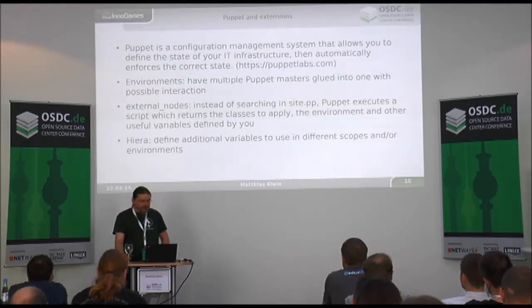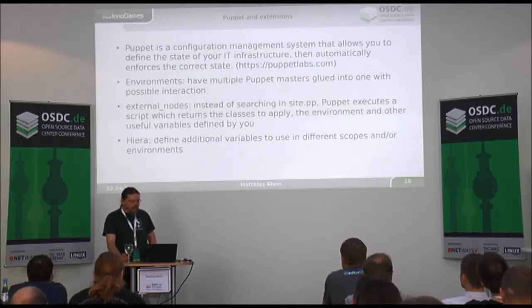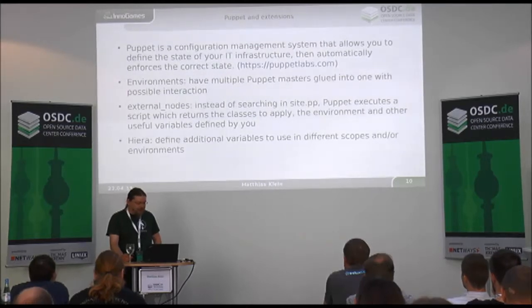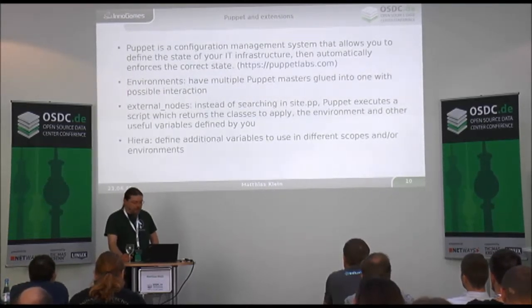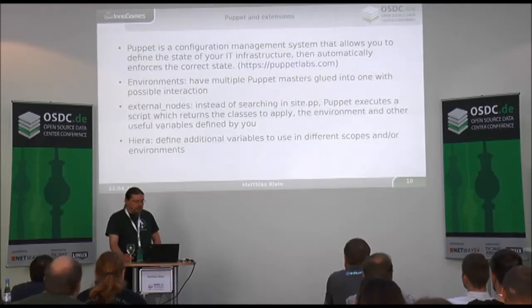Then we are using external nodes, which is simply a script that returns the classes which have to be applied to the Puppet node, and also some variables you may need, like IP addresses or which environment the host is in. And we use Hiera, which can define additional variables to use in different environments.